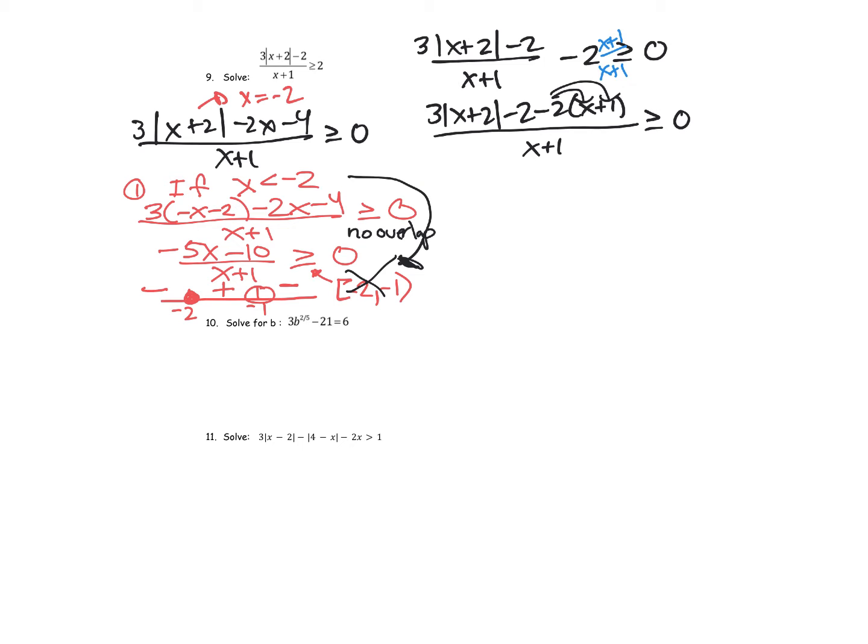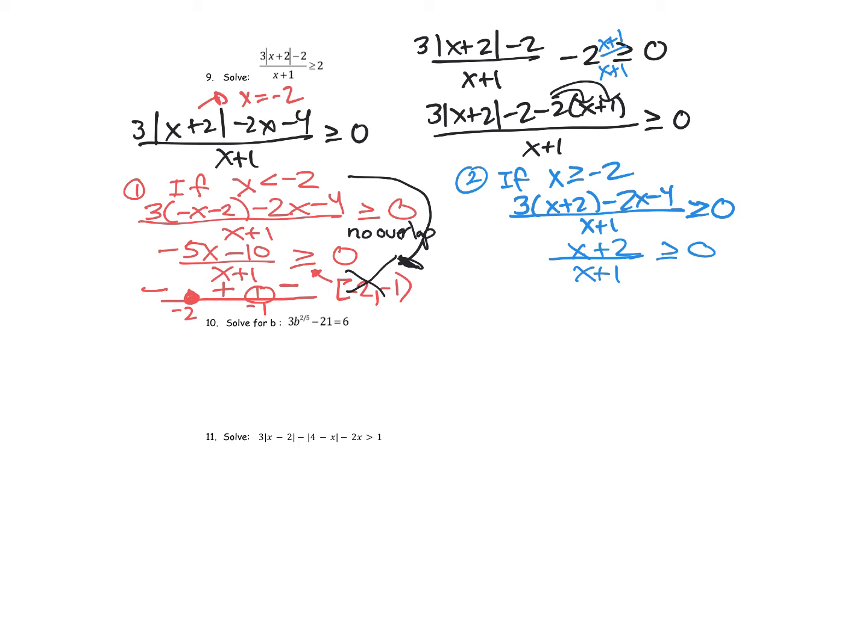All right, now we're going to go to the second case. If x is greater than or equal to -2, then x plus 2 will be 0 or positive. So the absolute value isn't doing anything. So I've got 3x plus 2 minus 2x minus 4 over x plus 1 greater than or equal to 0. Okay, distributing and combining like terms, I've got x plus 2 over x plus 1 greater than or equal to 0.